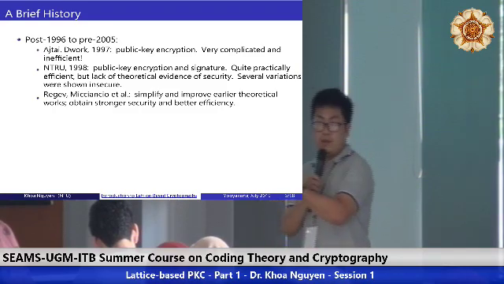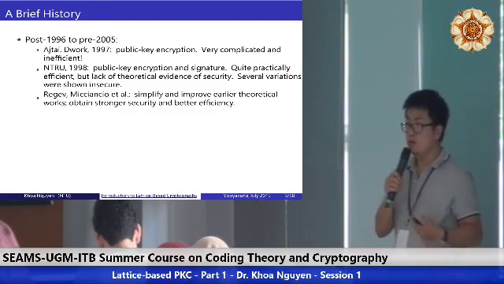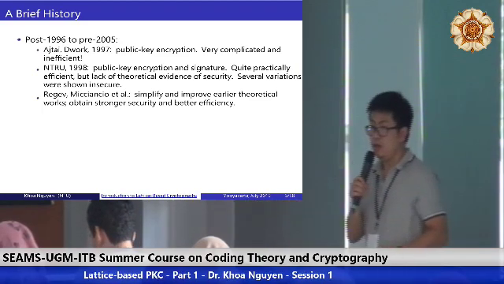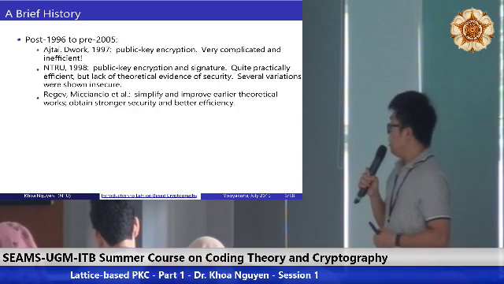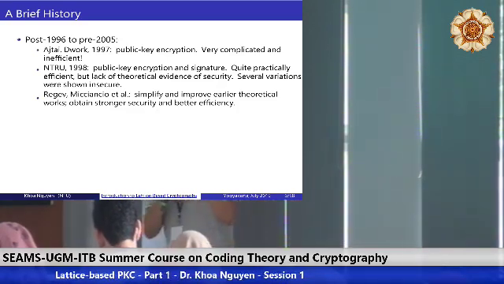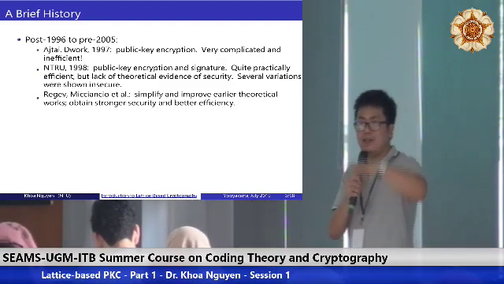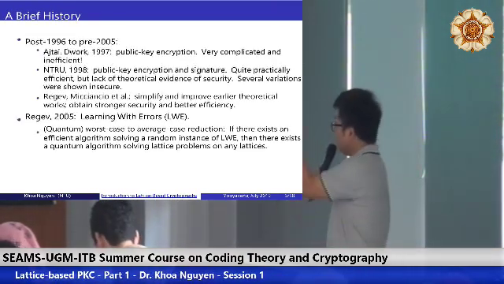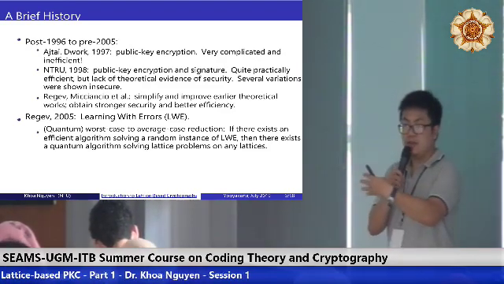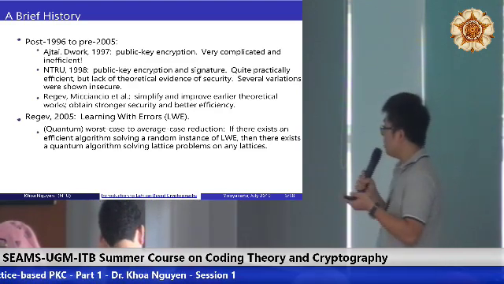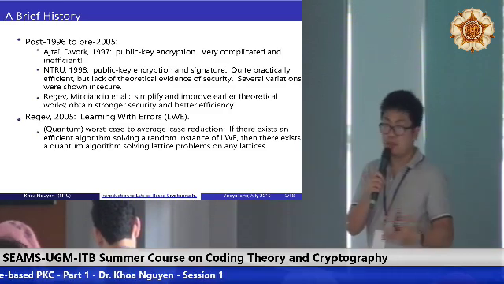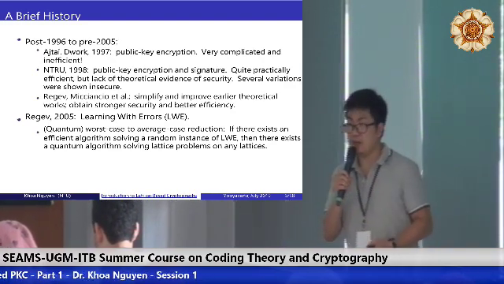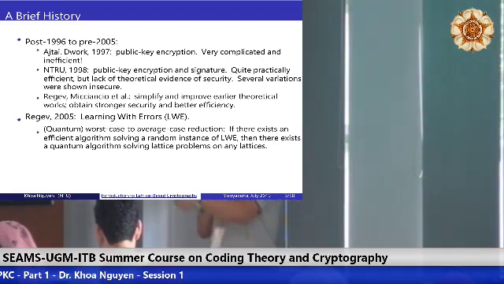The breakthrough was made in the year 2005 by Regev, who introduced a famous problem nowadays called the learning with errors problem, or LWE. Currently, when we talk about lattice-based crypto, you can imagine that 90% of it is related to the LWE problem. Regev's result is similar to Ajtai's in the sense that he showed that if there exists some efficient algorithm solving a random instance of this LWE problem, then there exists a quantum algorithm solving a lattice problem on any lattice. So basically, LWE is at least as hard as a lattice problem.